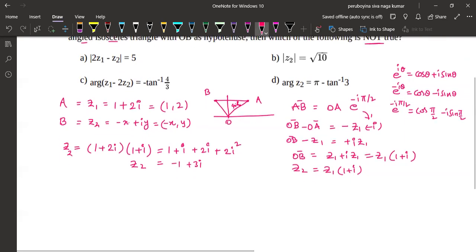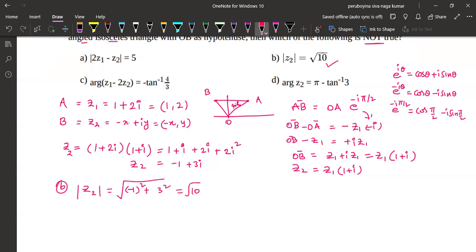Now we have Z1 and Z2 both. Now you can analyze the options one by one. Actually, we will test option B and option A also, of course. Mod Z is easier, so that's why I went directly to option B. Mod Z2 is minus 1 square plus 3 square under square root. Of course, it is root 10. It is correct.